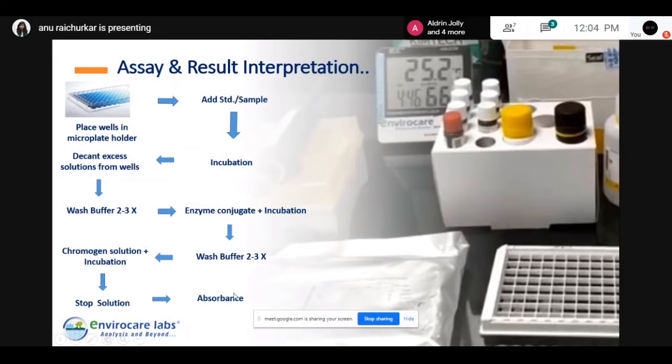So based on the color of your final plate, we can make out whether the particular product we are looking for is there or not, and we get a graph on the reader.